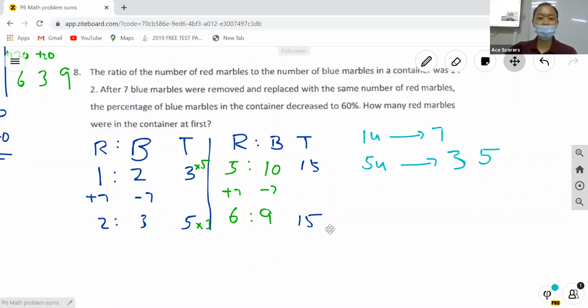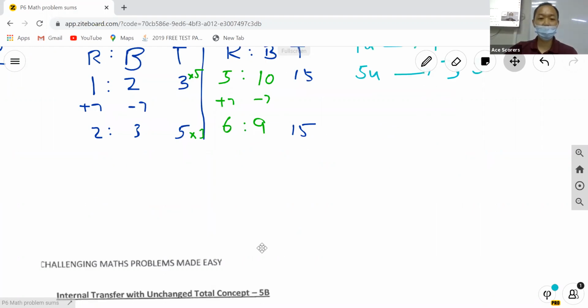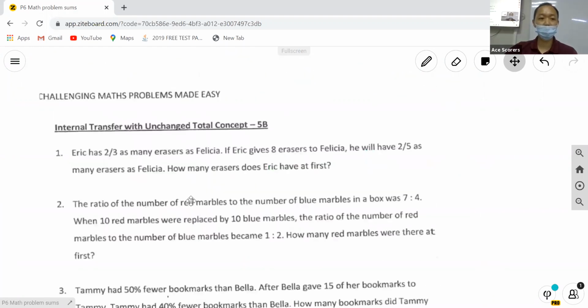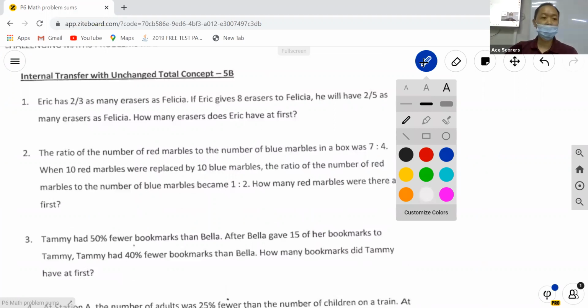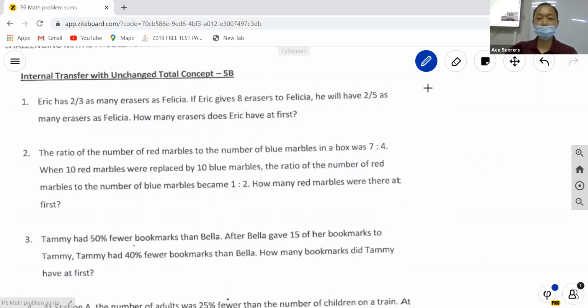Okay, ready? Moving on. So this is the same thing. I will do the first one, then you can do the rest. Eric has 2/3 as many erasers as Felicia. So we have E for Eric and F for Felicia. So 2/3 means Eric has 2 and Felicia has 3. If Eric gives 8 to Felicia, give 8 means here -8, and because 8 is given to Felicia, so +8. Then he will have 2/5 as many erasers as Felicia, so this becomes 2, this becomes 5.